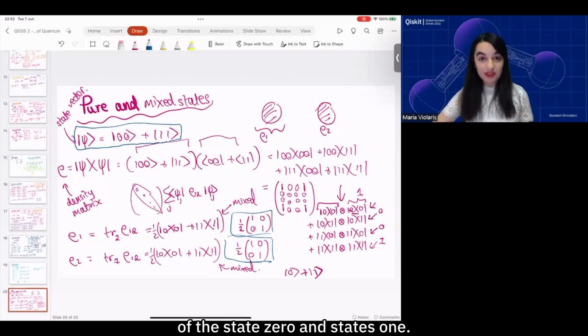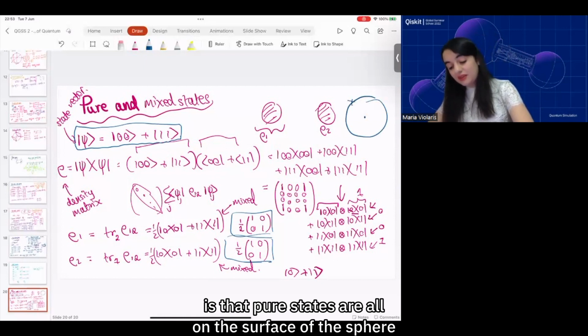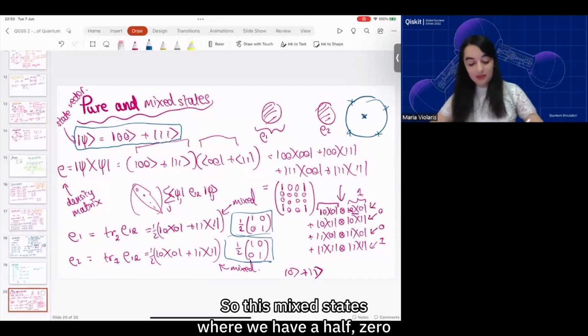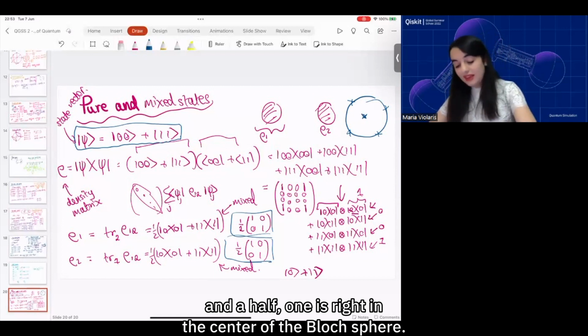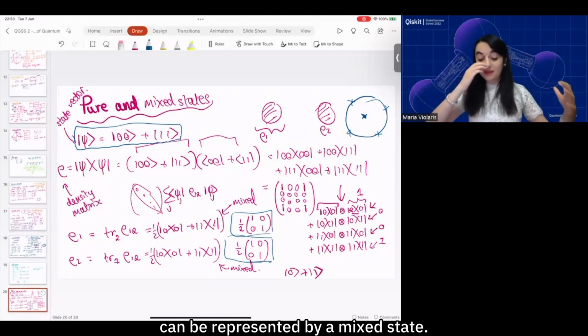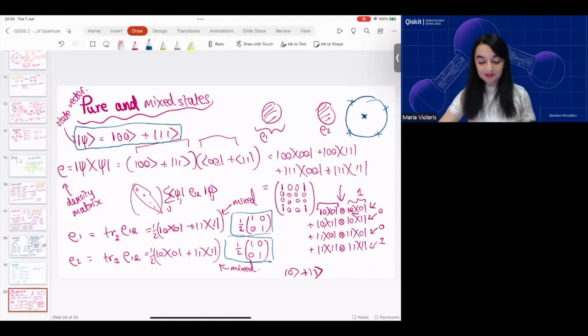And the significance of mixed states on the Bloch sphere is that pure states are all on the surface of the sphere, whereas mixed states are inside. So this mixed state where we have 1/2 0 and 1/2 1 is right in the center of the Bloch sphere. So every point inside the Bloch sphere can be represented by a mixed state. So that is how pure and mixed states work.